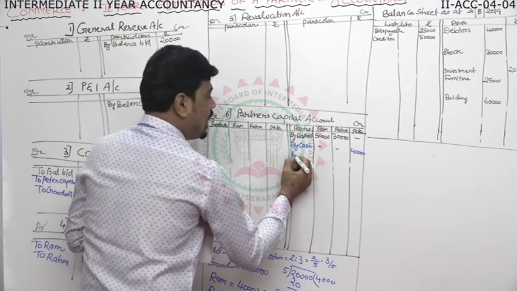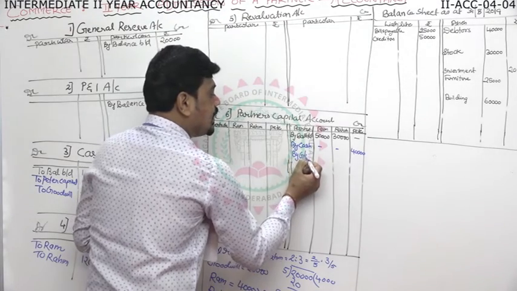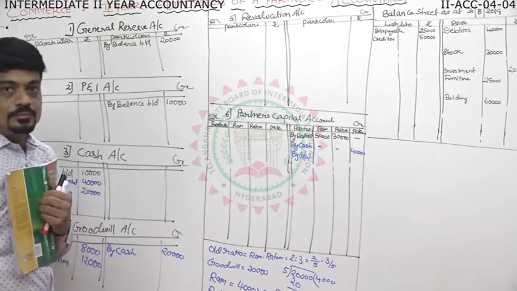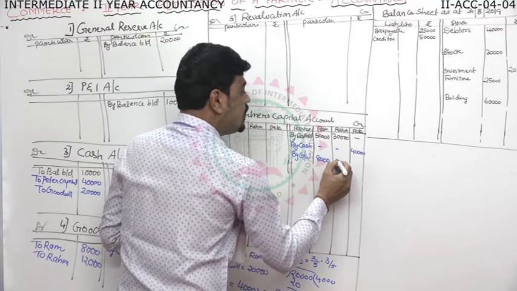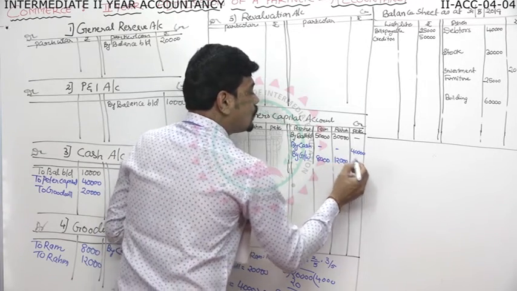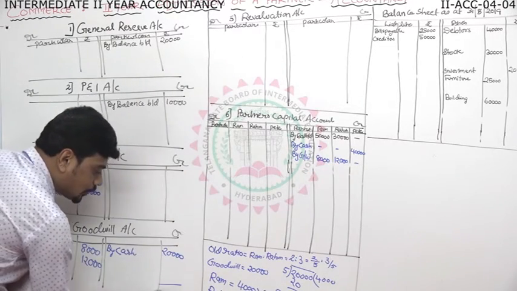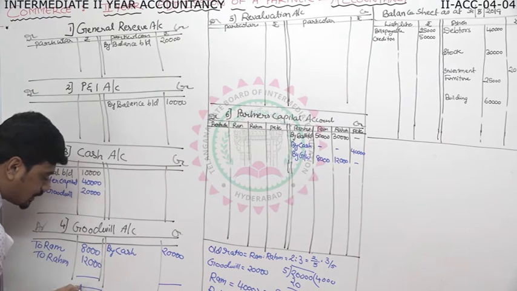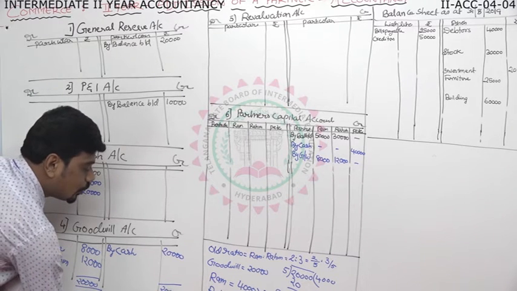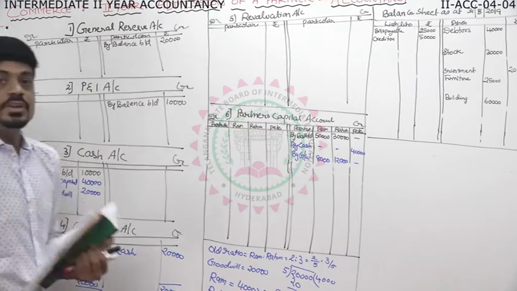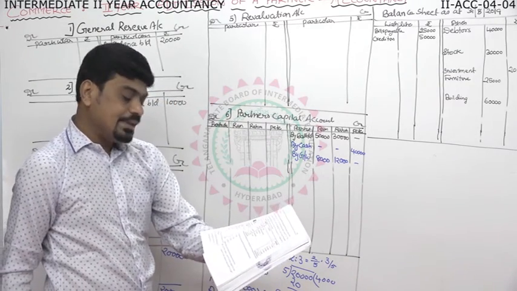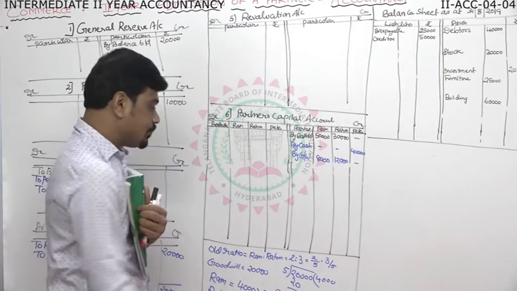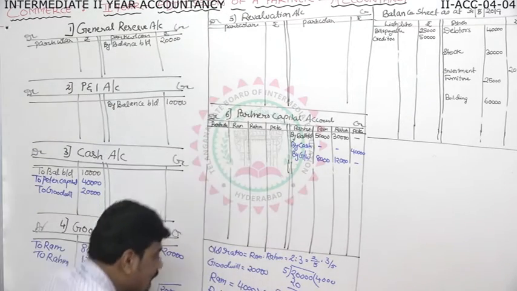The second effect in the partners' capital by goodwill: Ram's share is 8,000, here 12,000. Now if you see, automatically your goodwill account is closed. Close it with 20,000 over. Now come to the next adjustment. The next adjustment says depreciate furniture by 5%. So you can calculate here.